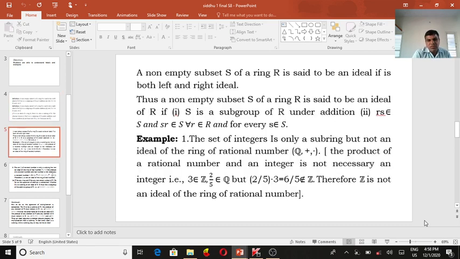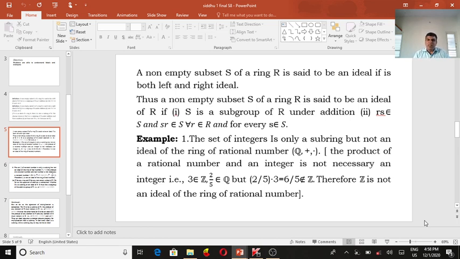Now we come last. A non-empty subset S of a ring R is said to be an ideal if it is both a left and right ideal. Simply say an ideal, either right or left ideal. The ideal is a subgroup of R under addition, and if we multiply elements of R with elements of S, we get a product that belongs to the subgroup or subset.